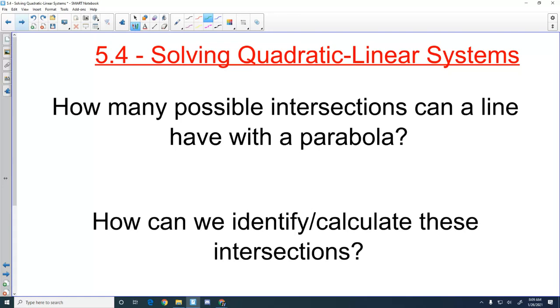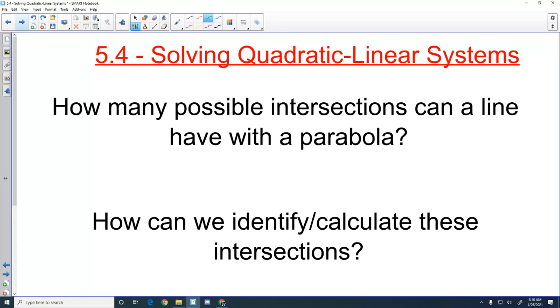Now, we want to think about these two questions here. All right, how many possible intersections can a line have with a parabola? So everyone at home, just go ahead and use your hand, hold up fingers. How many possible solutions could we have with a parabola? How many times could a line intersect a parabola? Go ahead and just hold them up to your camera.